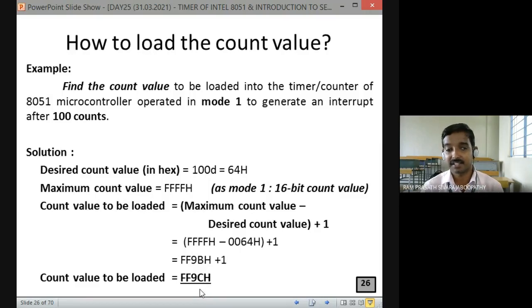THX, TLX. Two registers we said, correct? What will you load in TLX? 9C. What will you load in THX? What will we be loading in TH? In THX, very good, FF.